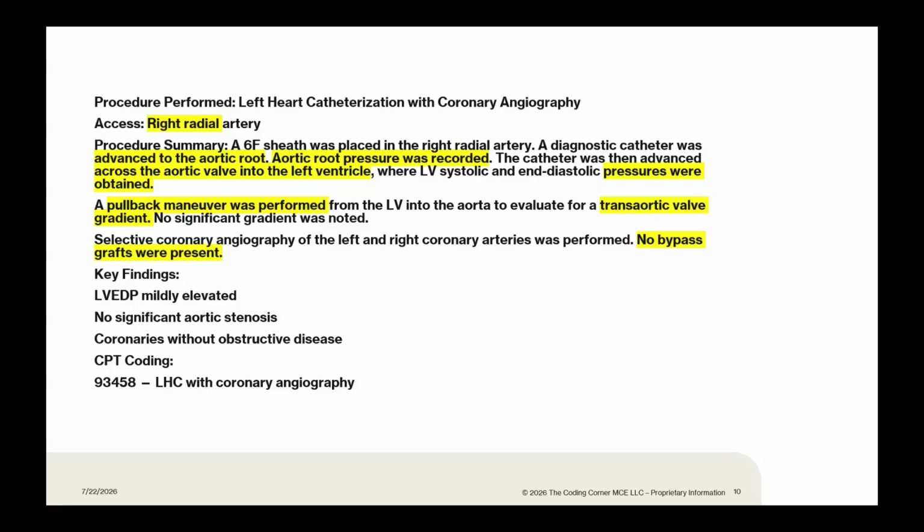Selective coronary angiography is performed of both the left and right coronary arteries. The patient has no bypass grafts, so graft imaging is not part of this case. The findings show a mildly elevated LV EDP, no significant aortic stenosis, and no obstructive coronary artery disease. Because coronary angiography was performed alongside the left heart cath, the correct code would be 93458.